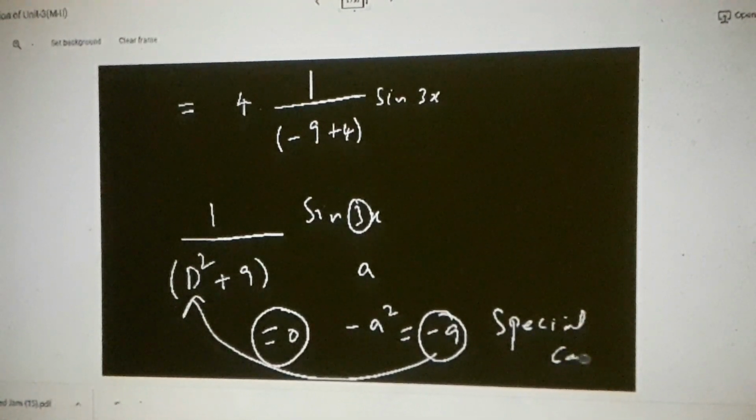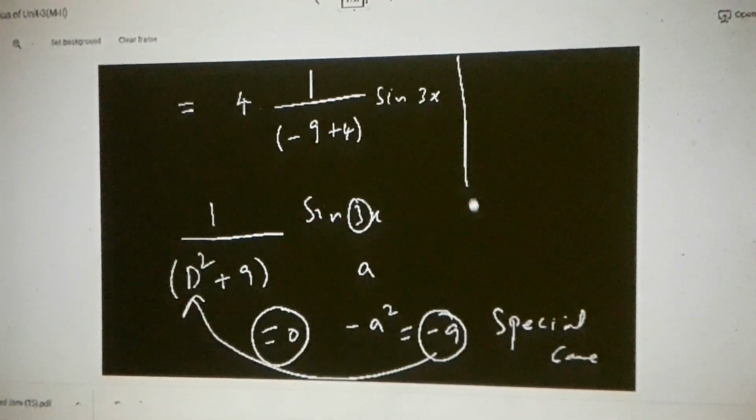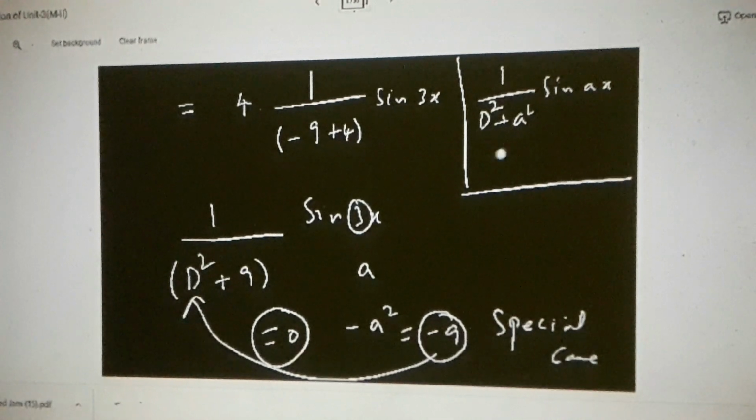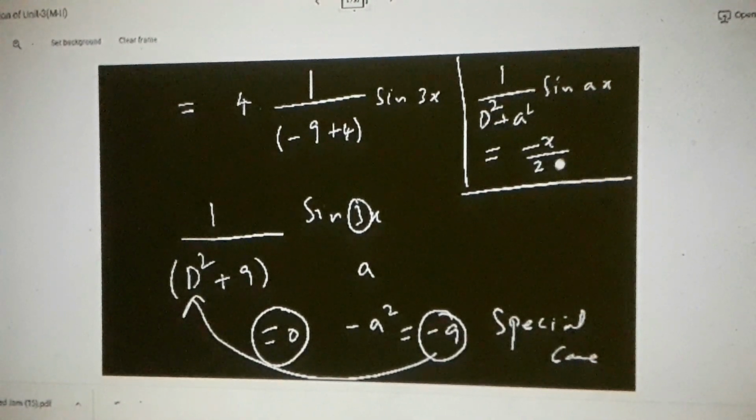In the special case, you can use the formula: 1 by D squared plus a squared of sin ax is equal to minus x by 2a cos ax. You remember that D stands for derivative, 1 by D stands for integral. So the integral of sin is minus cos, that is why this minus is appearing and sin is becoming cos. A similar formula holds for cos, then it will be plus x by 2a sin ax. I am not discussing it to save some time, so you have to give a reference for that one.